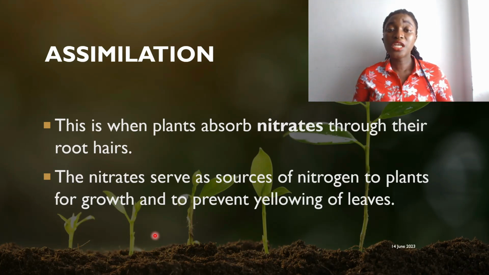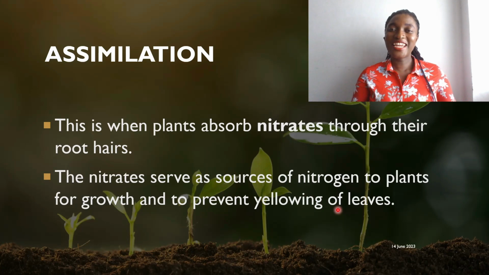The absorption and utilization of the nitrate which has been absorbed is what is referred to as assimilation. So assimilation looks at how the plants are incorporating the nitrates that they absorb into building their own proteins. So the plants absorb nitrate through their root hair cells, and this is used as a source of nitrogen to plants for growth and to prevent yellowing of leaves.